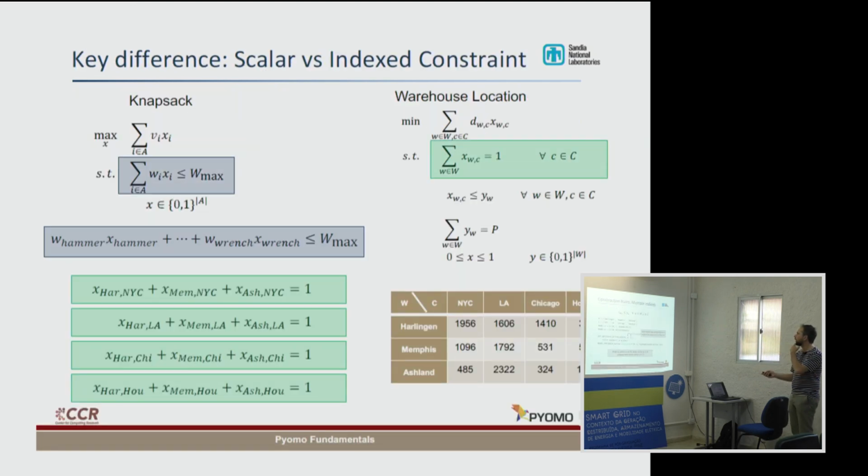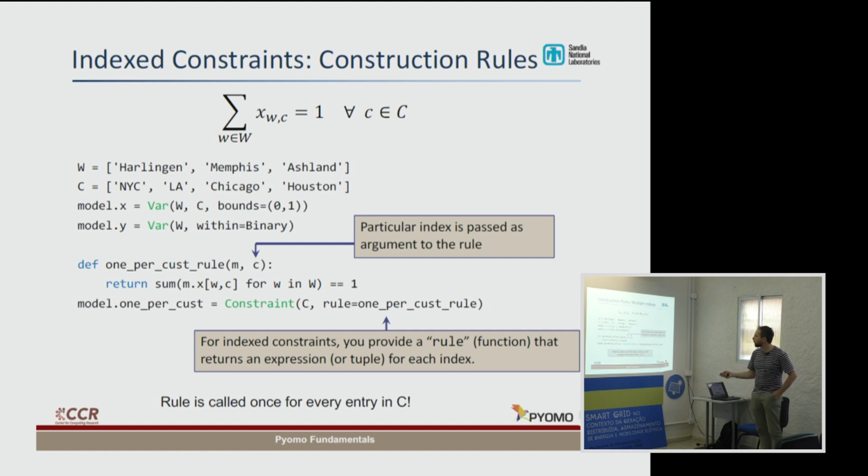I go back to where I was. So in Pyomo, we can describe the constraints with indexes, and it works like that. So the model here, the first index, the second index, and in this case I have this constraint to write. So for each x from the warehouse W to the customer C, this variable has to be 0 or 1.